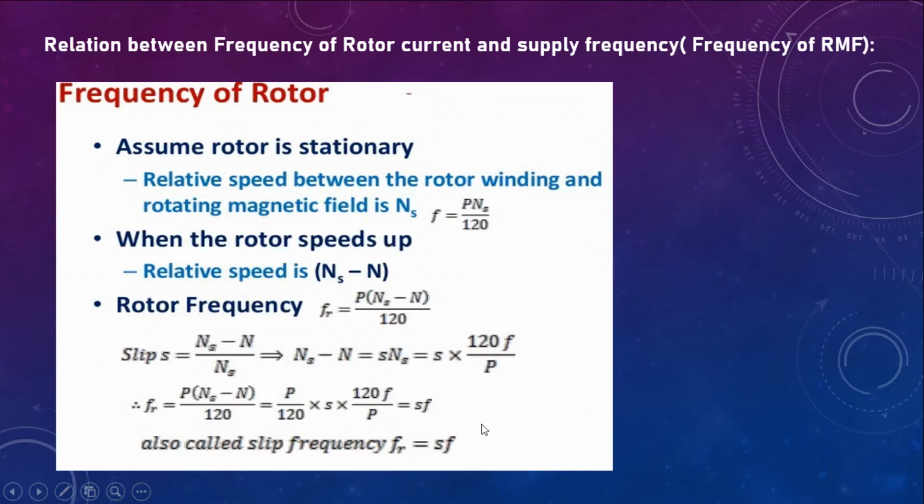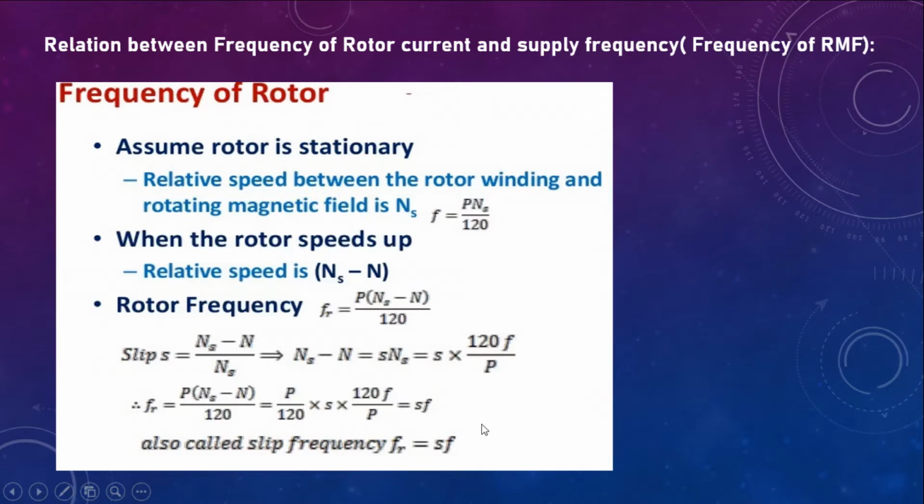We have got a formula, slip s is equal to ns minus n by ns. What is ns minus n? Is equal to s into ns, and what is ns? ns is equal to synchronous speed is equal to 120 f by p, the synchronous speed of rotating magnetic field. So s into 120 f by p.